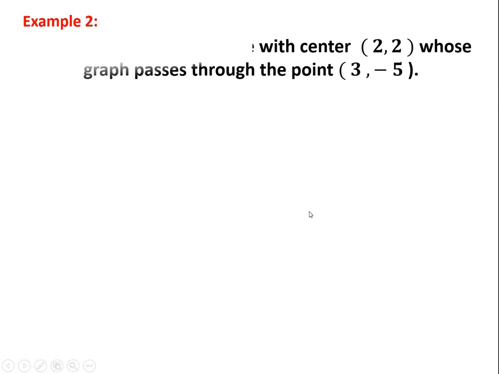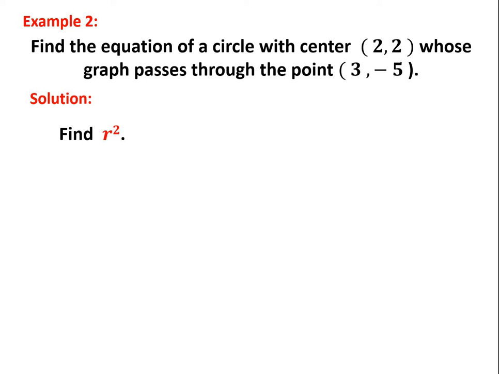Example number 2. Find the equation of the circle with center (2, 2), whose graph passes through the point (3, -5). So let us show the solution. First is to find r squared. From the standard form of the equation of the circle, we have r squared equals (x sub 1 minus h) squared plus (y sub 1 minus k) squared. So we use x sub 1 and y sub 1 as the first pair.